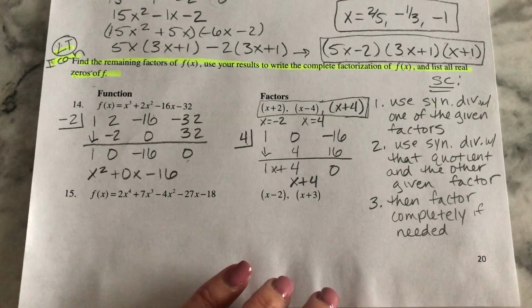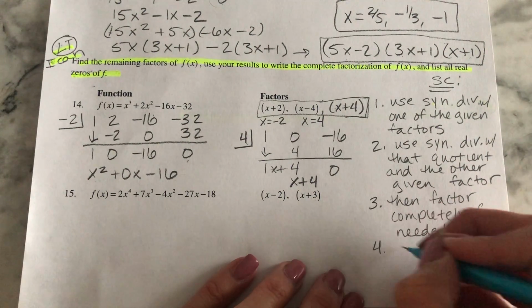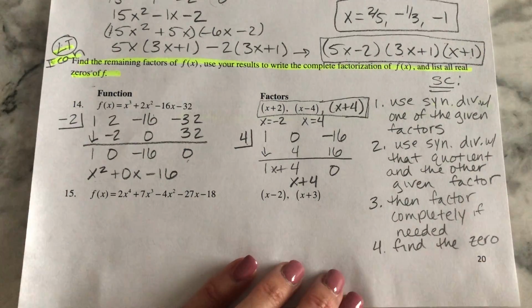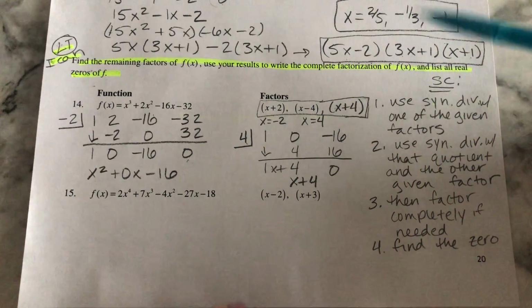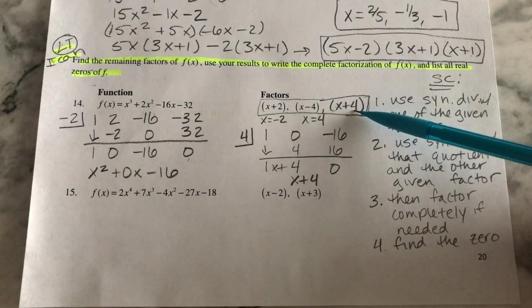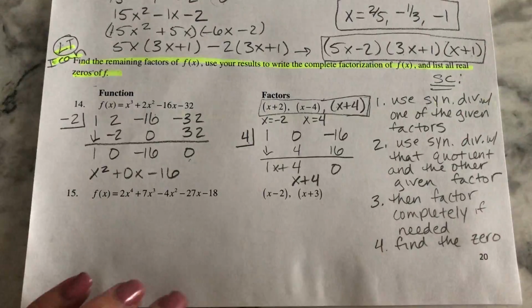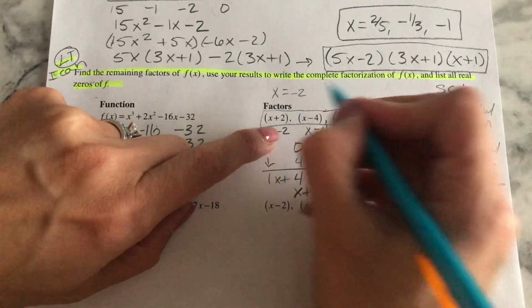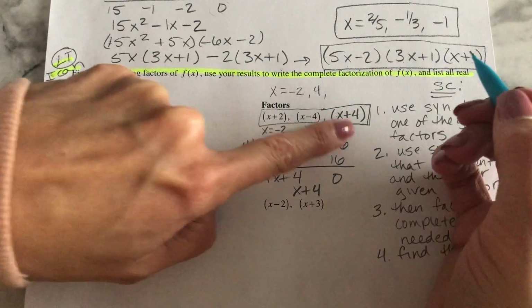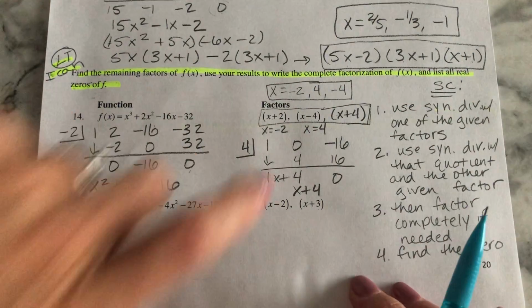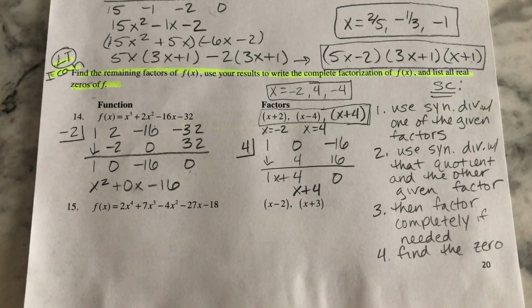And then finally, we're going to find the zeros. And we talked about that in our success criteria up above here. Finding the zeros, you set each factor equal to 0 and solve for x. So x equals, for this one, -2, and then +4, and then -4. And those would be our zeros, or our solutions.